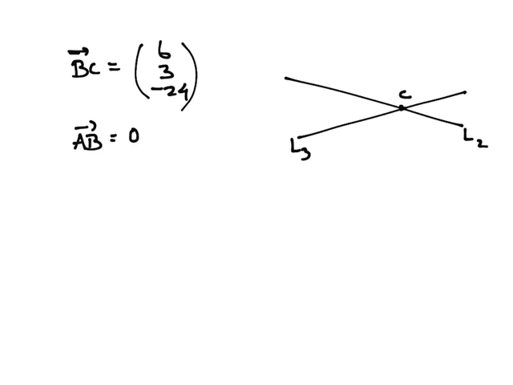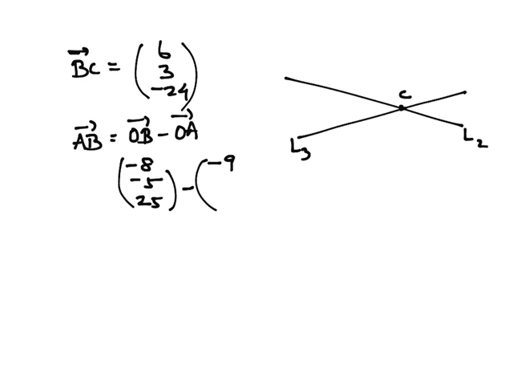Okay. So this is nothing but OB minus OA. Now OB we know. OB is minus 8, minus 5 and 25 minus OA. Just now we found the point A, right? So you got minus 9, minus 4 and minus 1. So this will give me minus 8 plus 9 is 1, minus 5 plus 4 is minus 1, and 25 plus 1 is 26. Okay, so this is AB vector.